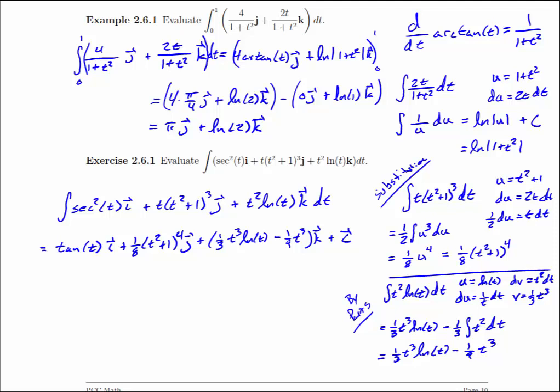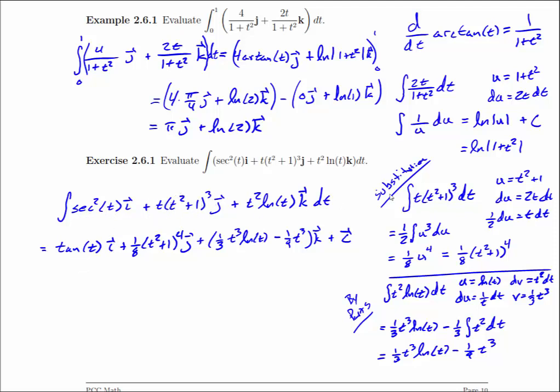All right, let's see if you managed to pull this off. We have a lot going on here, so I switch over to my pointer. The first one's not bad. That's really the only kind of gimme, except we have to remember that the antiderivative of secant squared is tangent. So we have tangent of t in the i direction.